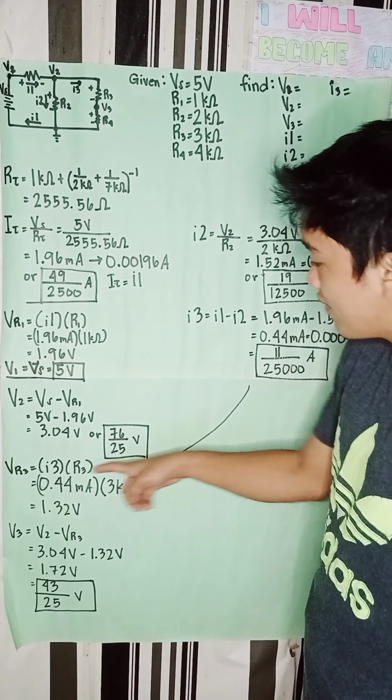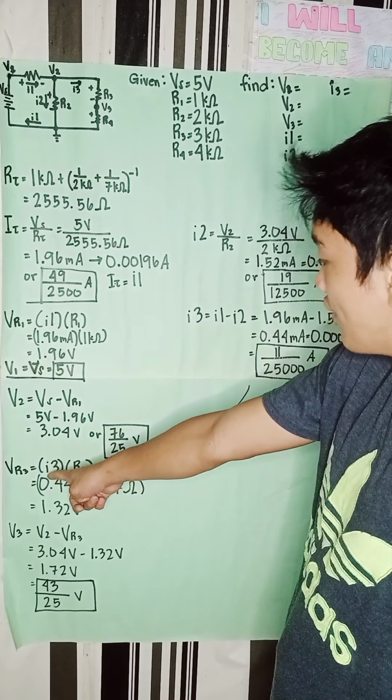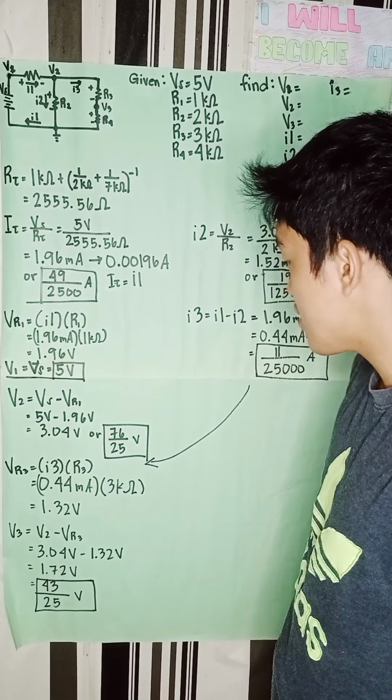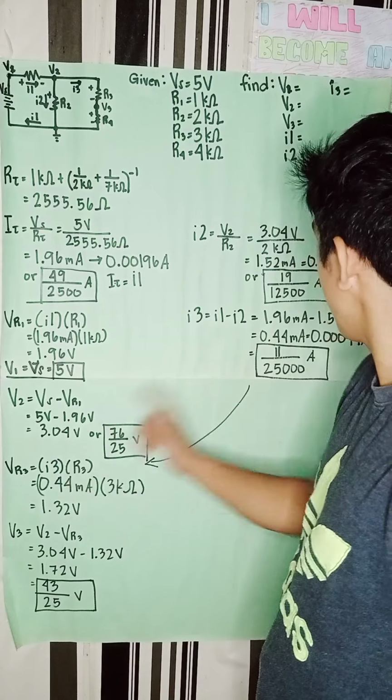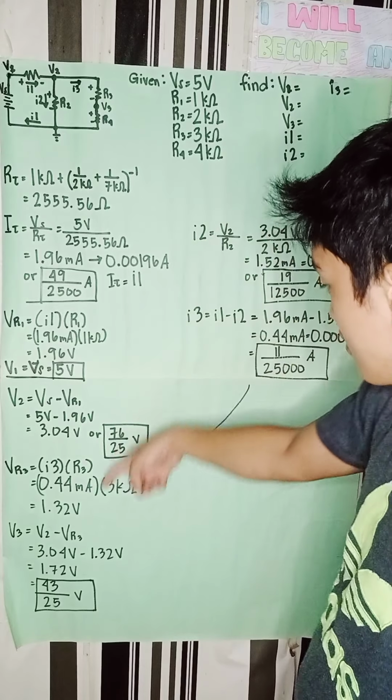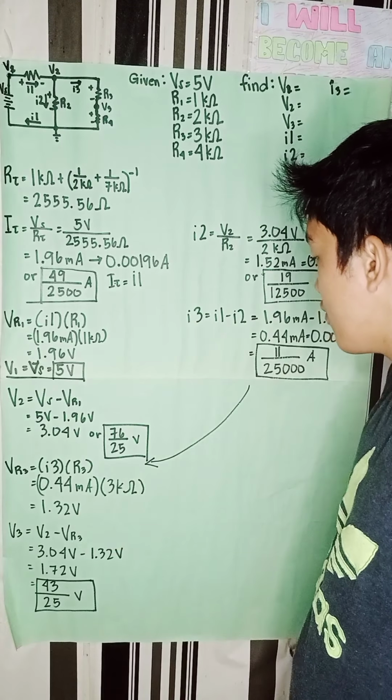Next is solving the VR3. So VR3 is equal to I3 times R3. I3 is equal to 0.44 milliampere times 3 kilo ohms of R3. So it is equal to 1.32 volts.